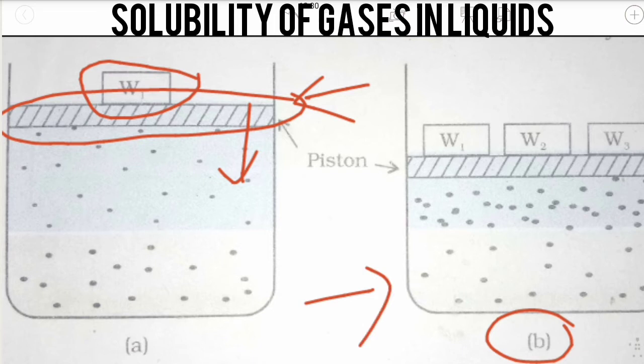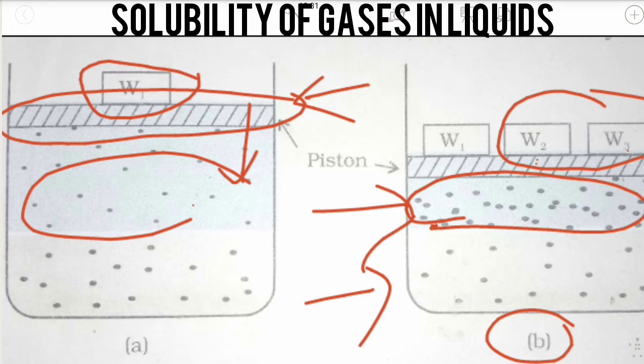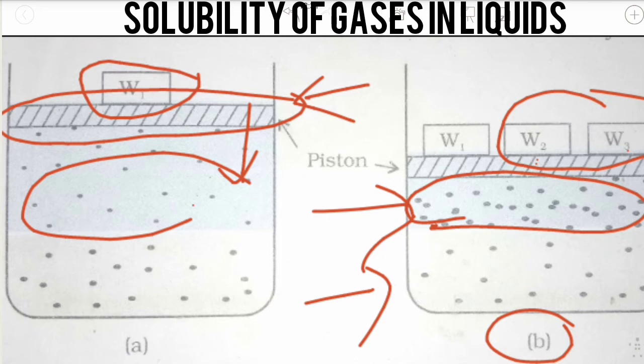Here we have put two more weights, W2 and W3, to decrease the volume again. This will increase the number of gaseous particles. Look here, there are some gaseous particles, but here there are many gaseous particles per unit volume over the solution. And also the rate at which the gaseous particles are striking the surface of the solution to enter it increases.